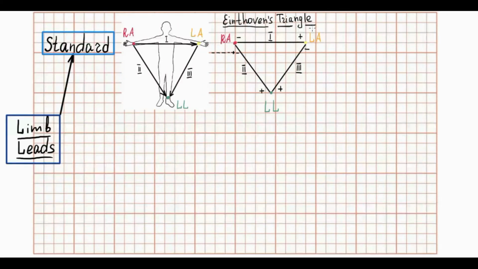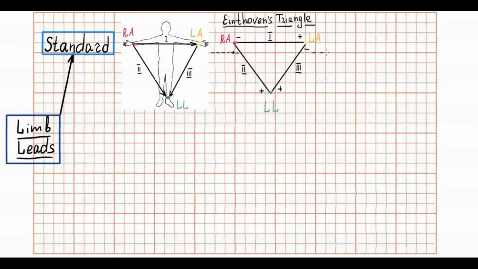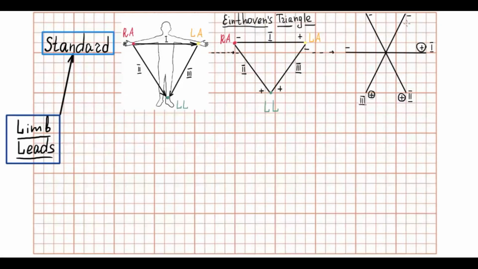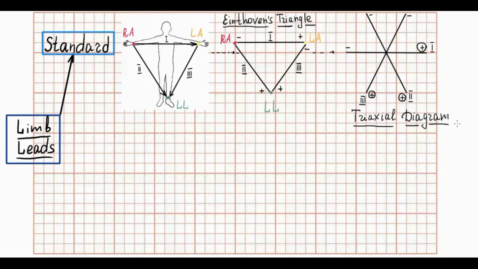Einthoven's triangle can be redrawn so that leads 1, 2 and 3 intersect at a common central point. This was done simply by sliding lead 1 downward, lead 2 rightward and lead 3 leftward. The result is a triaxial diagram.